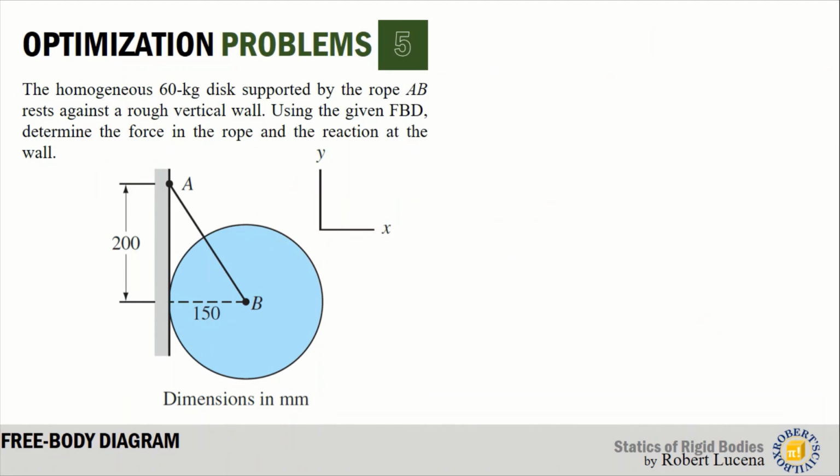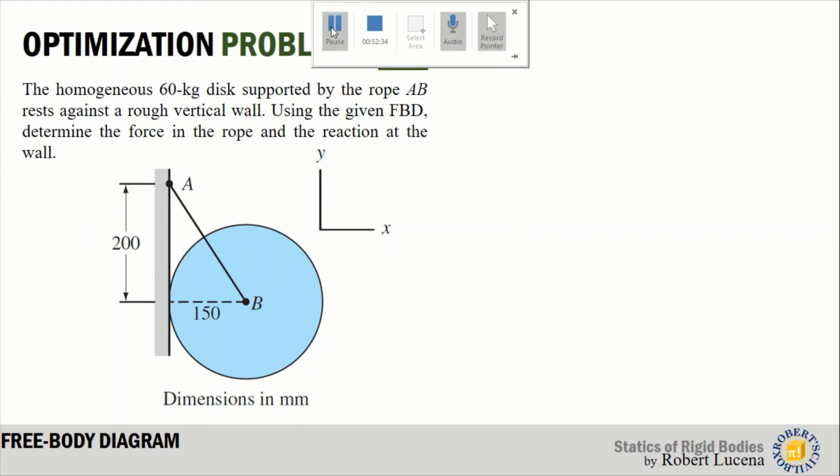Okay. So let's have another problem. A homogeneous 60 kilogram disc supported by the rope AB rests against a rough vertical wall. Now, using the given free body diagram, determine the force in the rope and the reaction at the wall.